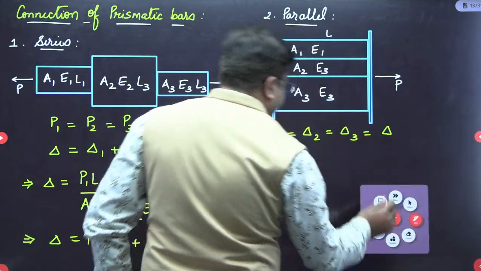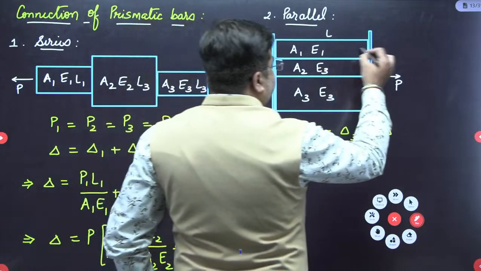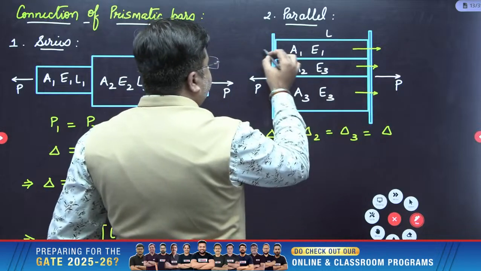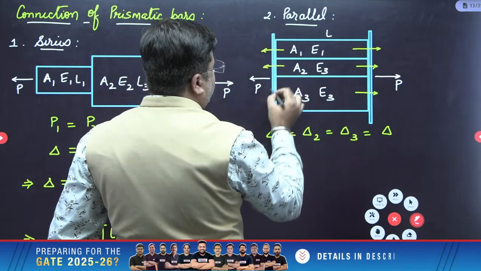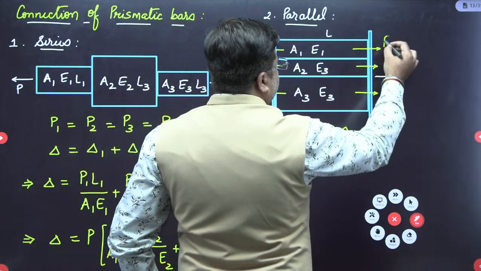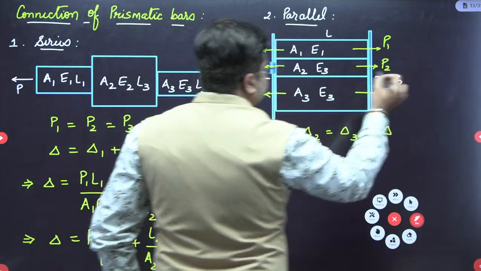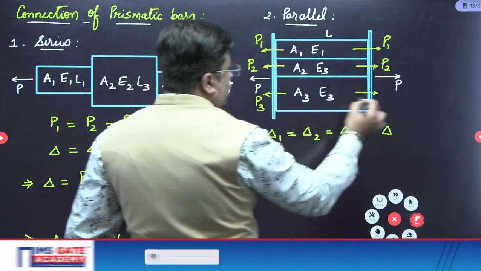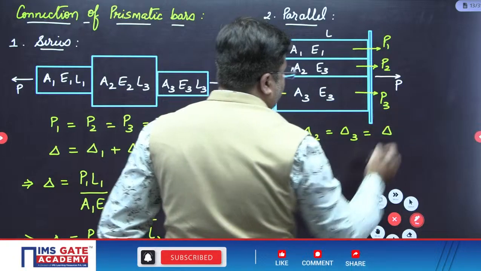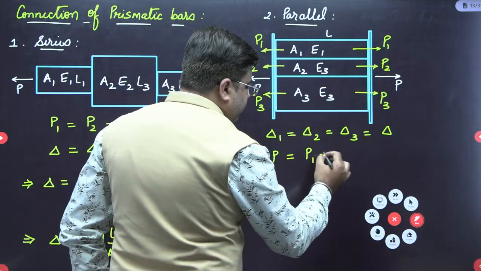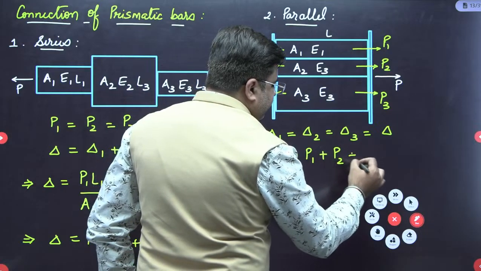Now the important thing is this total load P will be distributed among all the 3 bars like this. This is P1, then this is P2, and then this is P3. The total load P will be distributed among all the 3 bars. So I would like to tell you that P is equal to P1 plus P2 plus P3.